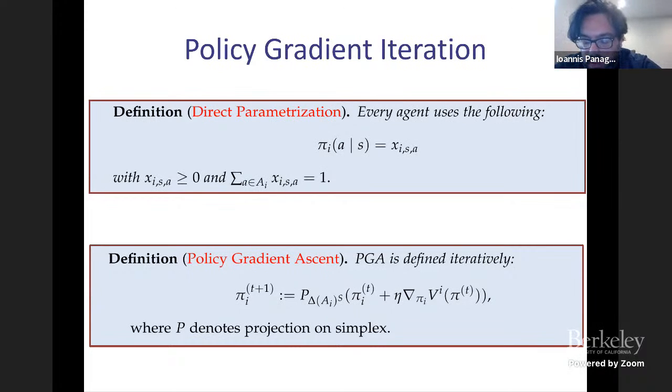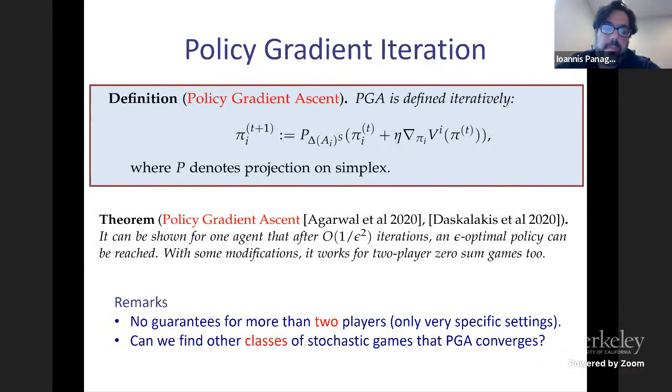For single agent cases, there was the paper by Agarwal from 2020, and they showed that if you run policy gradient, after 1 over epsilon squared iterations, you reach an epsilon-optimal policy. So this is true for single agent cases. And this was generalized, under some other assumptions, like having two time scales, etc., to two-player zero-sum games in the Skalakis et al. paper.